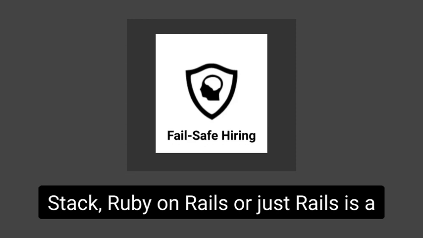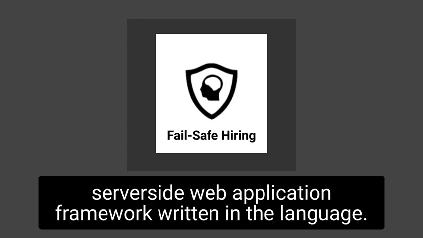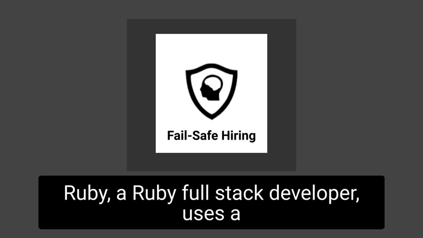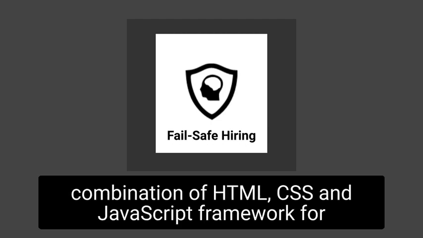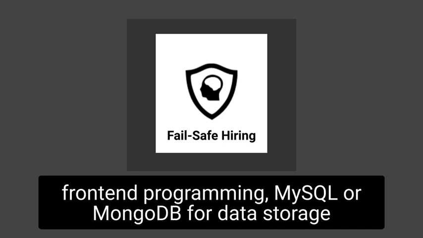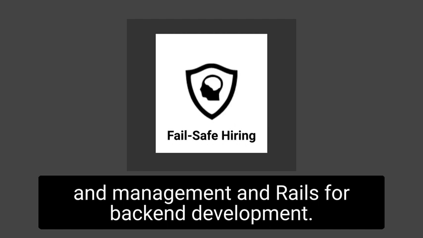Ruby on Rails, or just Rails, is a server-side web application framework written in the language Ruby. A Ruby full-stack developer uses a combination of HTML, CSS, and JavaScript frameworks for front-end programming, MySQL or MongoDB for data storage and management, and Rails for back-end development.